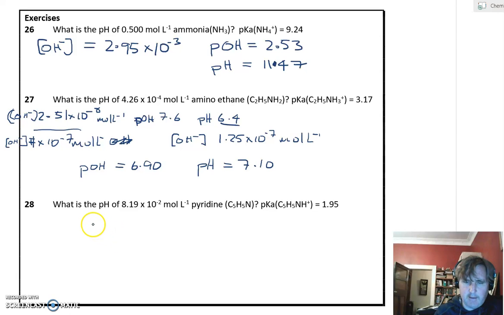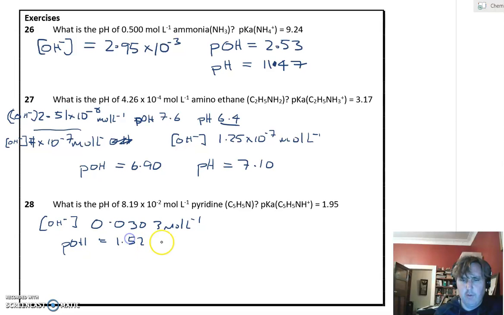Okay, so finally the answer here, I'm running out of my 15 minutes, 0.0303 moles per litre. That's the concentration of the OH minus. pOH equals 1.52. So my pH equals 12.48.